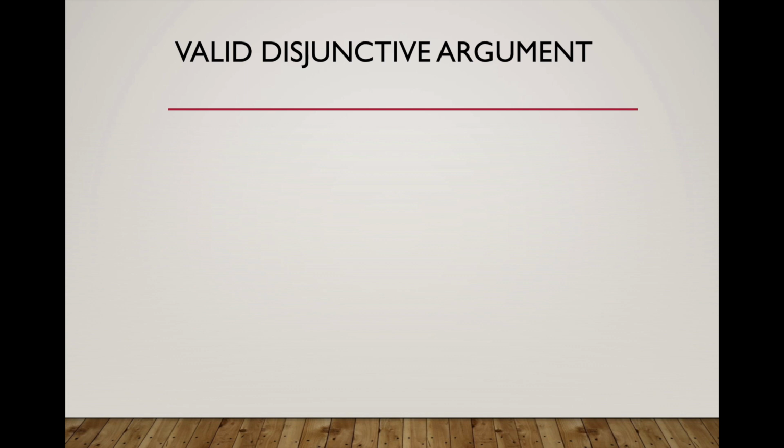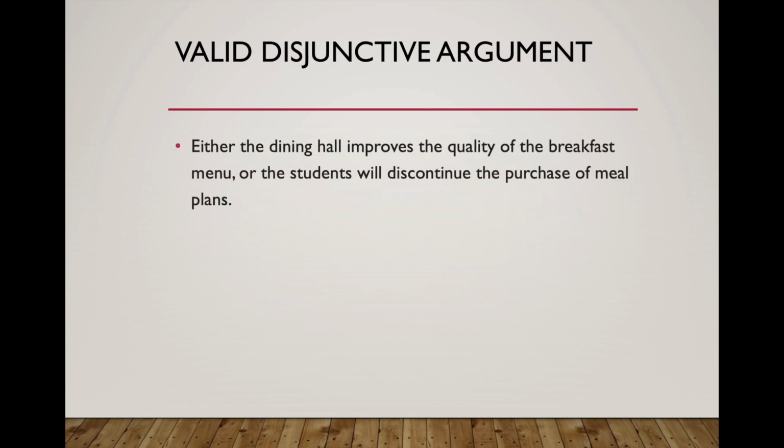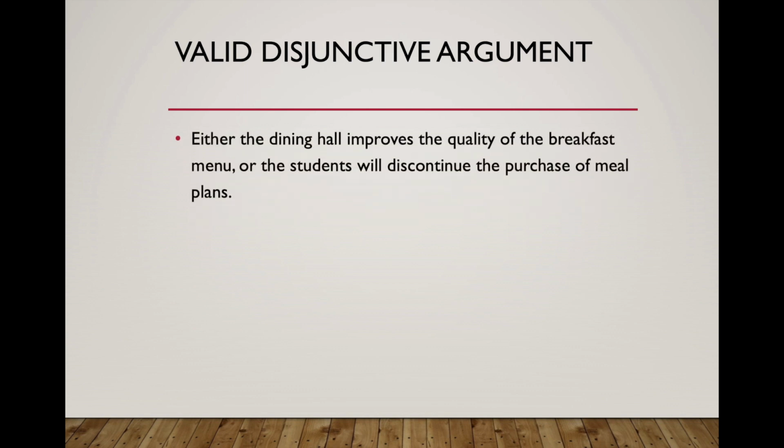So here's a valid disjunctive argument. Either the dining hall improves the quality of the breakfast menu, or the students will discontinue the purchase of meal plans. So there's a single statement, a disjunctive statement, signaled by the either-or logical operator. We have the first disjunct, which says the dining hall improves the quality of the breakfast menu. And we have the second disjunct, students will discontinue the purchase of meal plans.